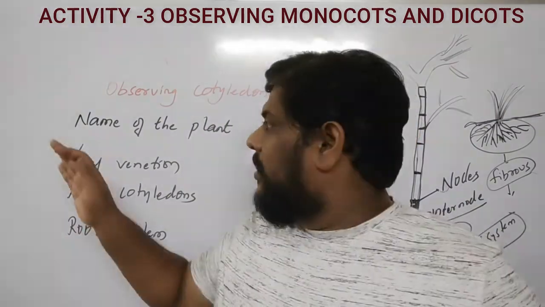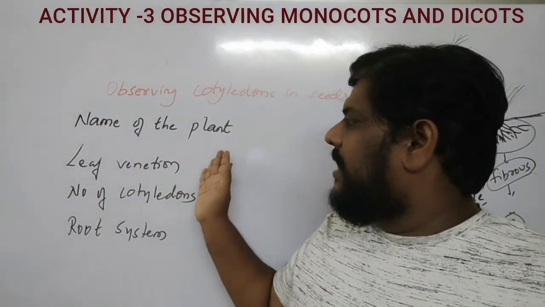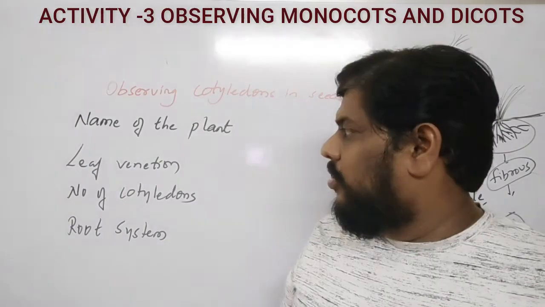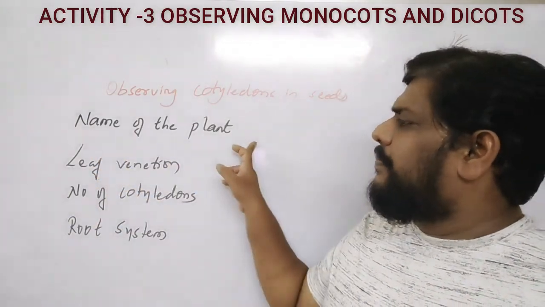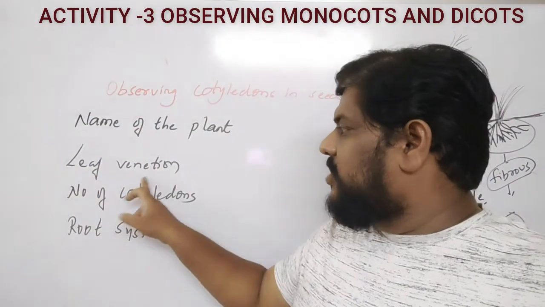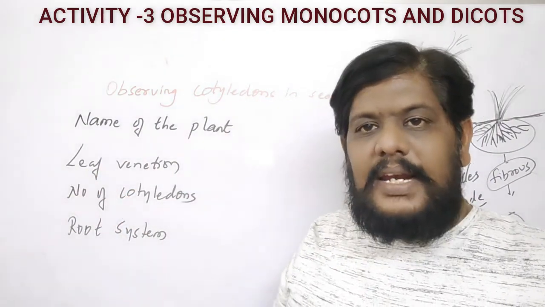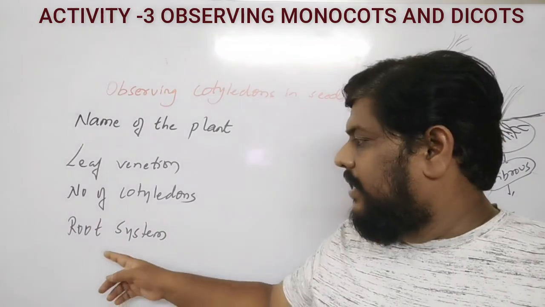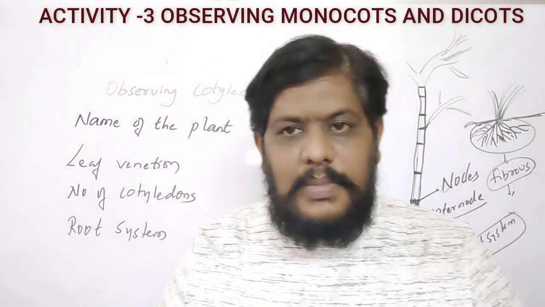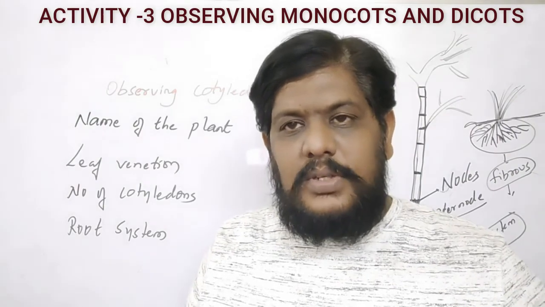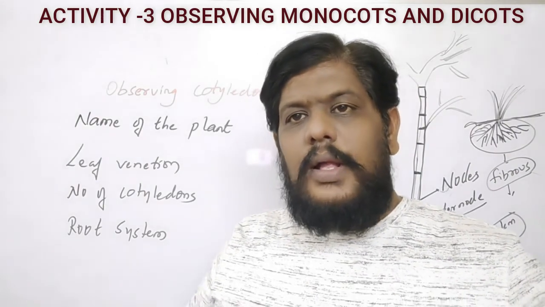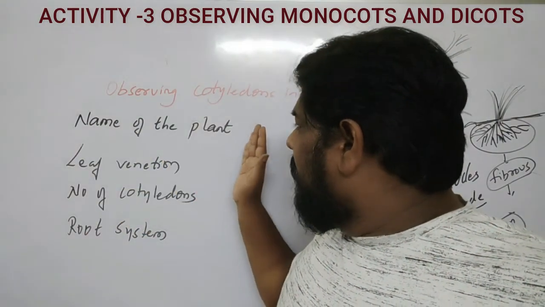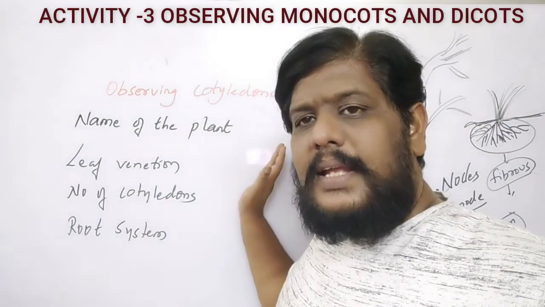So now go and select 4 or 5 or 6 plants which have the characters of the monocots and dicots, and write the name of the plant. Write the venation of the leaf, whether it is parallel or reticulate, then write the number of cotyledons, and then write the root system. What kind of root system is present over there? Is it a fibrous root system or a taproot system? So we can easily come to a conclusion whether this is a monocot plant or a dicot plant.